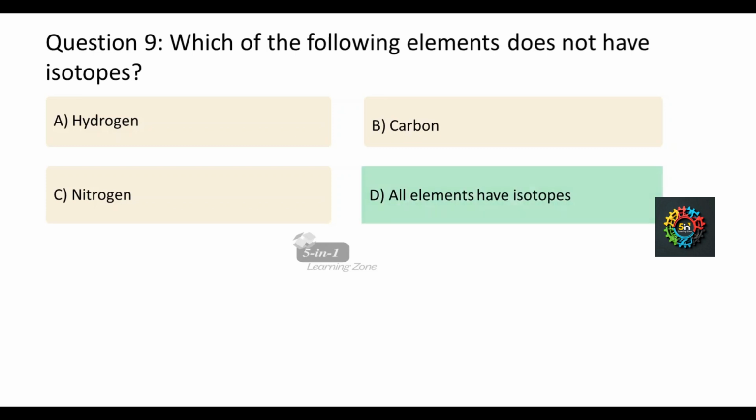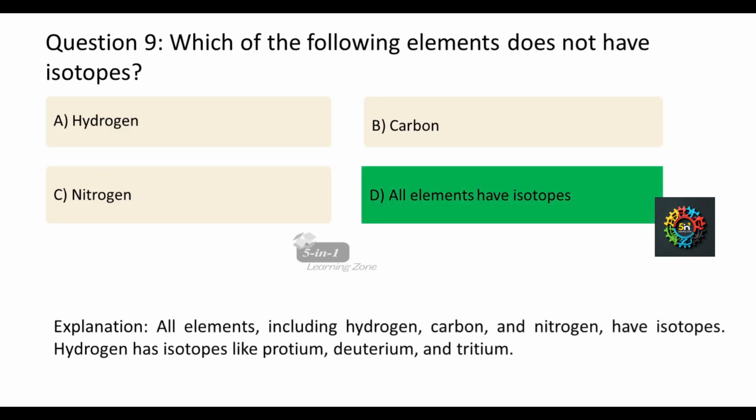9. Which of the following elements does not have isotopes? Answer: D. All elements have isotopes. Explanation: all elements, including hydrogen, carbon, and nitrogen, have isotopes. Hydrogen has isotopes like protium, deuterium, and tritium.